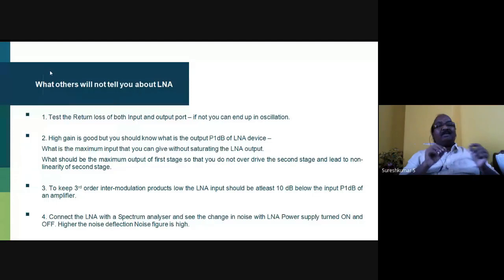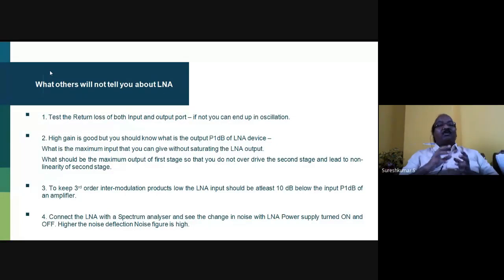If this matching is not perfect, this LNA will try to oscillate. And not only does it oscillate, because of the polarizer, if the channel one LNA is oscillating, it gets coupled to the second channel also. And above all, this oscillation will sometimes be radiated to adjacent antennas in the array also. So this way, it is like a cascading effect. It keeps going.